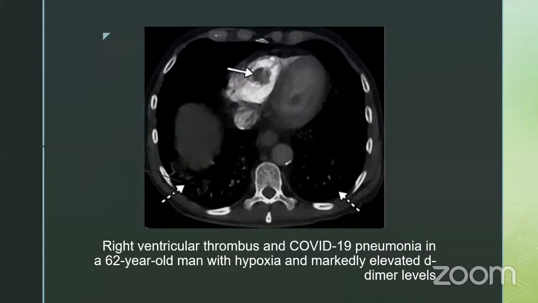As we all know, COVID is a prothrombotic state. In this patient with COVID pneumonia, a 62-year-old man who presented with severe hypoxia and elevated D-dimer levels, on CT with contrast, we could see a non-enhancing central thrombus within the right ventricle. So he has a thrombotic state. It was a very acute stage.